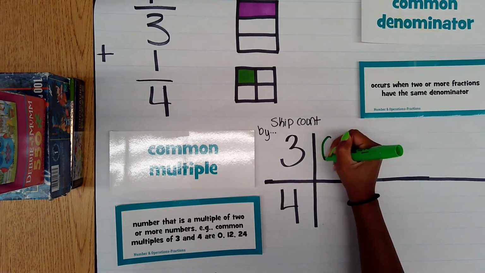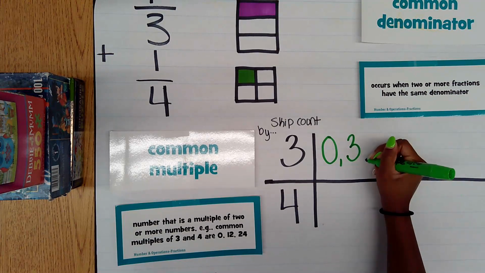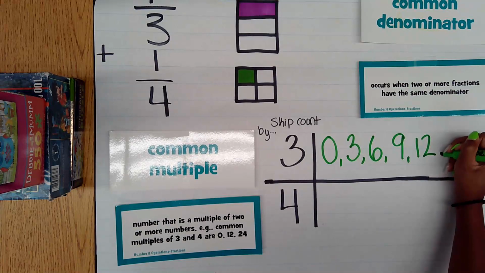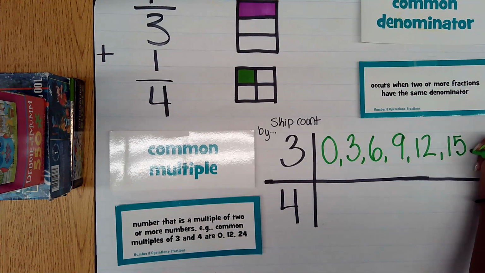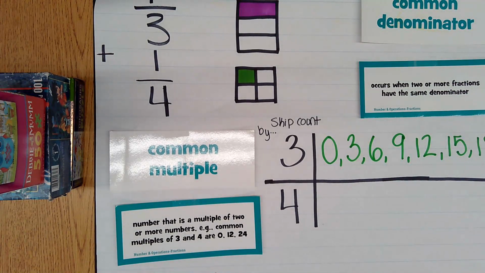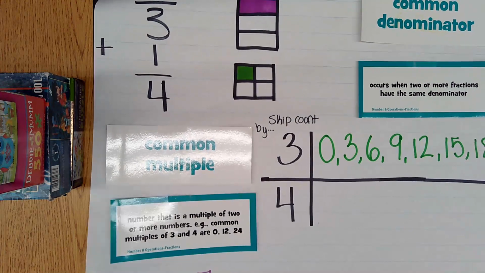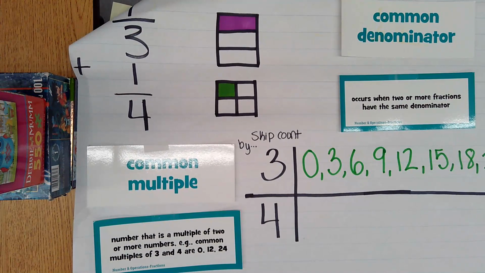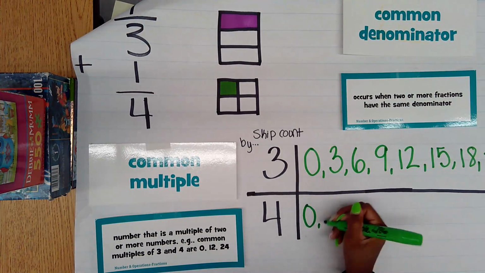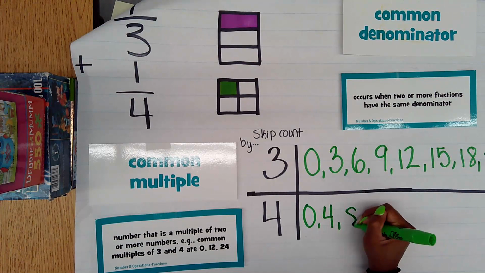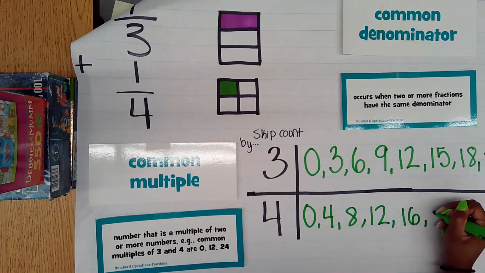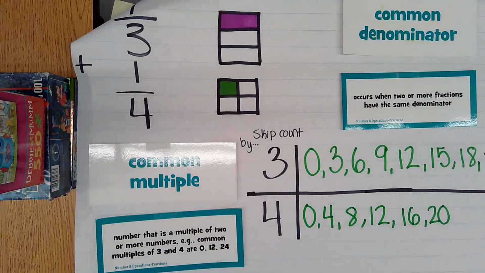So if I start with 0, so up 3, 6, 9, 12, 15, 18, and I will stop at 21. Then I'm going to move on to my 4, and I also want to skip count by 4's. So I'm going to start at 0, 4, 8, 12, 16, I will stop at 20.